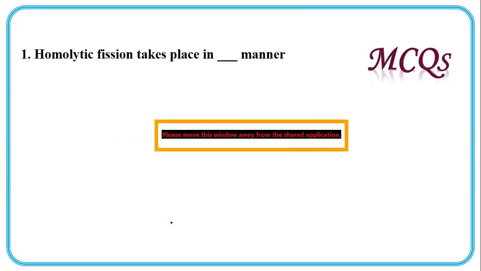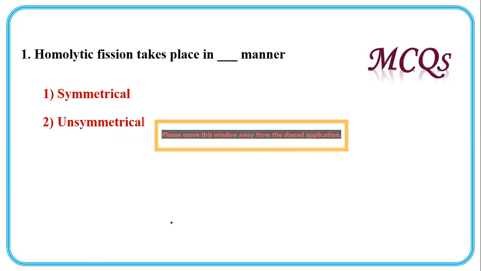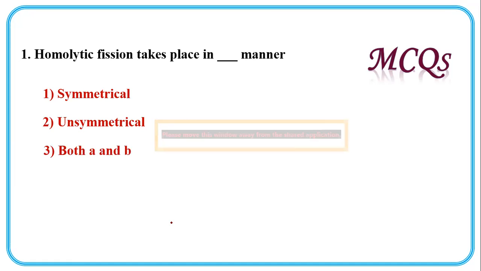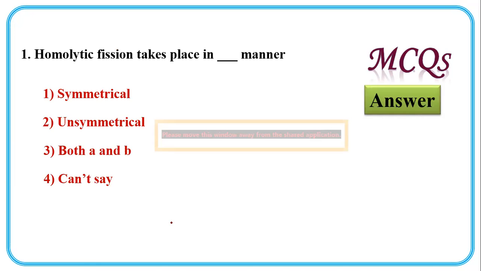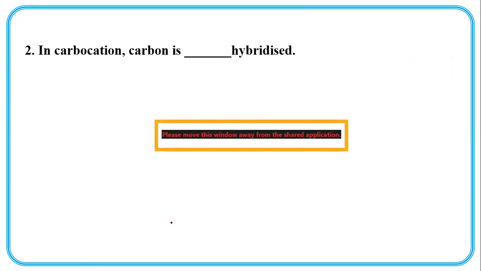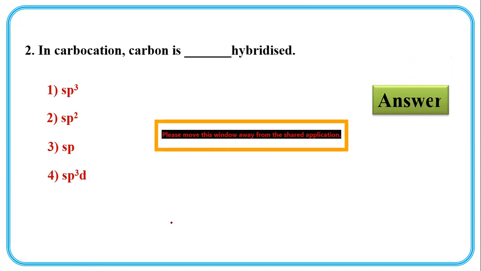Let us see some multiple choice questions. Homolytic fission takes place in dash dash manner. First, symmetrical; second, unsymmetrical; both A and B; can't say. The correct answer is symmetrical. In a carbocation, carbon is dash dash hybridized: sp3, sp2, sp and sp3d. The correct answer is sp2.